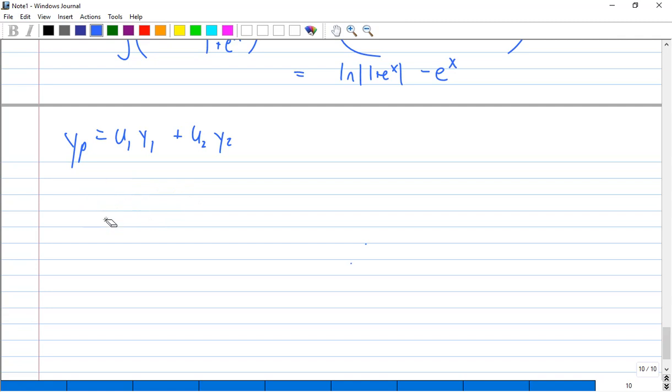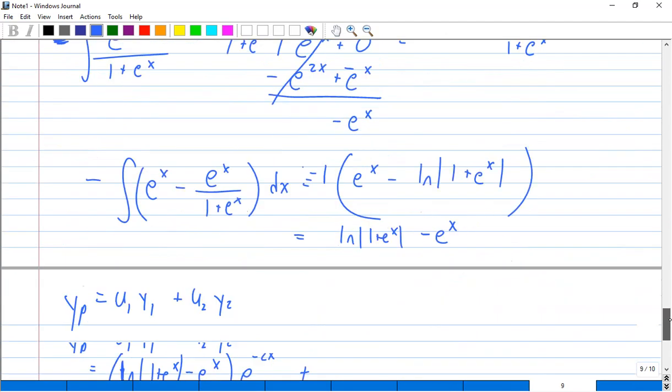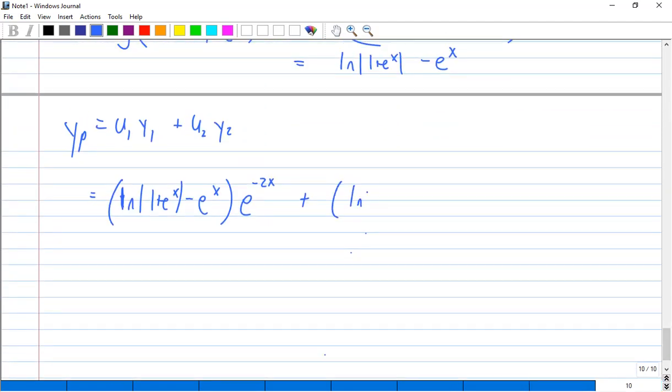Yeah, I might go get a little more room. So that's natural log 1 plus e to the x minus e to the x, times e to the, was it negative 2x? Plus u sub 2, that's natural log 1 plus e to the x. And then what was y sub 2? e to the, it was negative x.